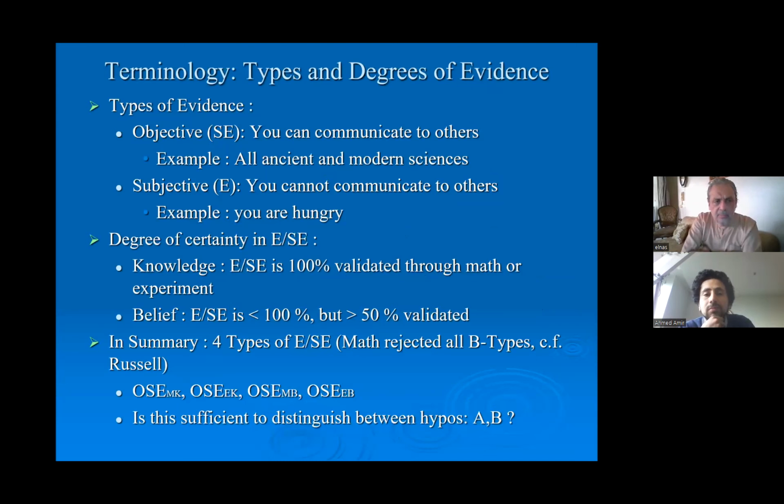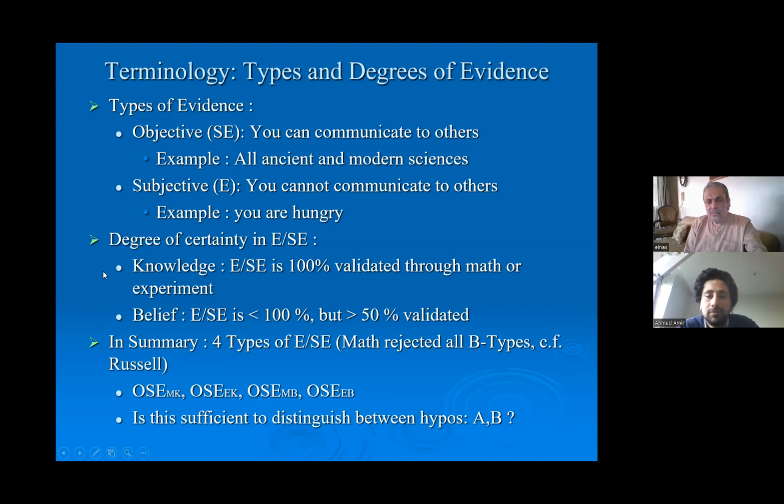So to recap again, to make the terminology a little more precise: types and degrees of evidence. I have objective or scientific evidence, evidence which you can communicate to others. In all ancient and modern sciences, you have some evidence which you can communicate, and this is why it's called objective. You could also have subjective evidence, which you cannot communicate to others. For example, if you are hungry, you have evidence that you are hungry, you are feeling your hunger, but how can you communicate this to others? Others will always say, you could also pretend. There is no objective way to tell whether you are hungry or not. So the types of evidence are two, not one: objective and subjective.